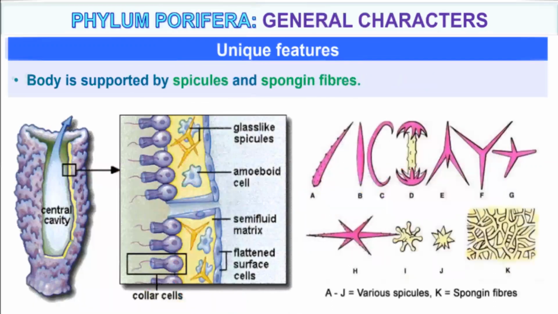Then the body is supported by spicules and spongin fibers. They don't have a skeletal system. They have calcium-made spicules, spike-like. So they have spicules and spongin fibers. These are different types of spicules.